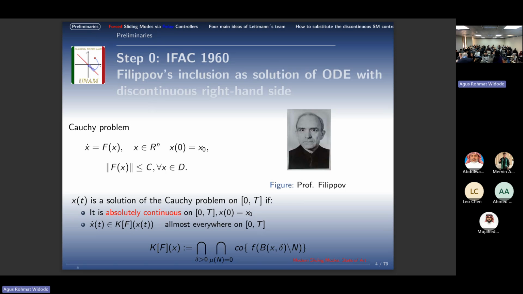The good controller theory should work on inclusion, because you never know the model, you never know the model exactly. The same story is here.